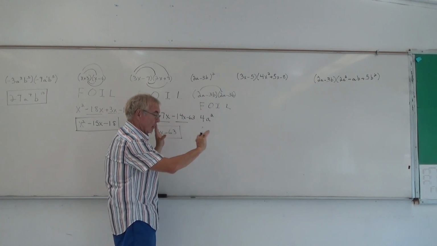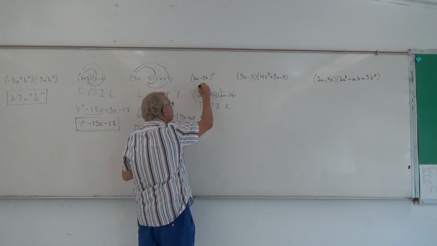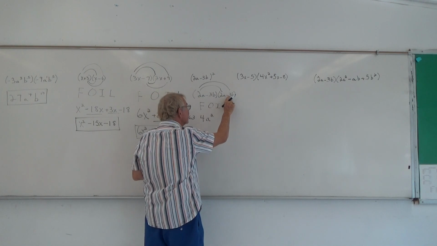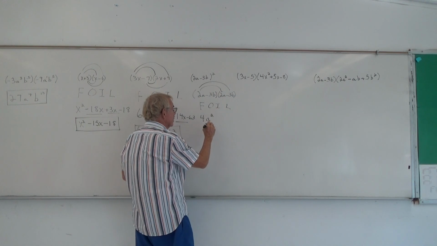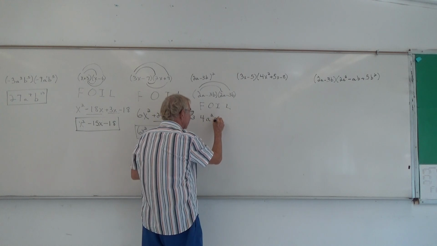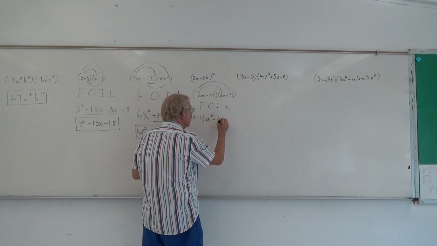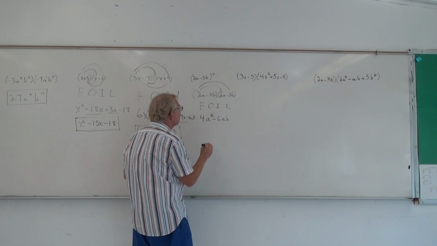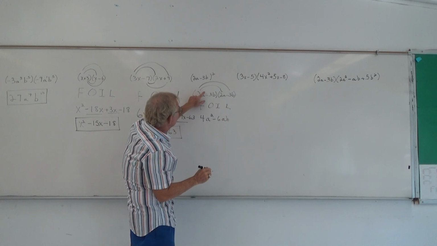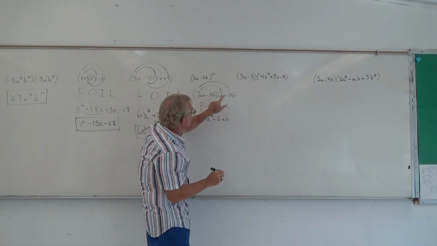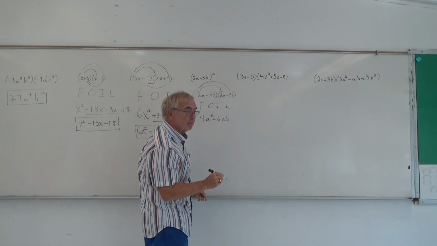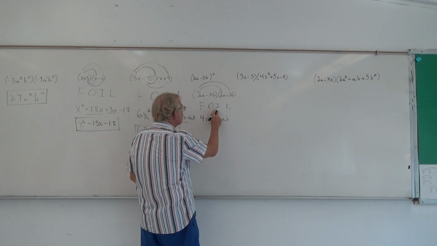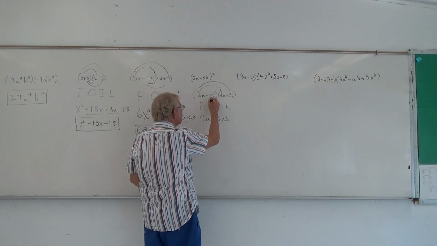O, outsides. You got a coefficient of 2 times a coefficient of negative 3, which is a negative 6ab. Notice you got just one A and you just got one B. I, insides, it's these two.